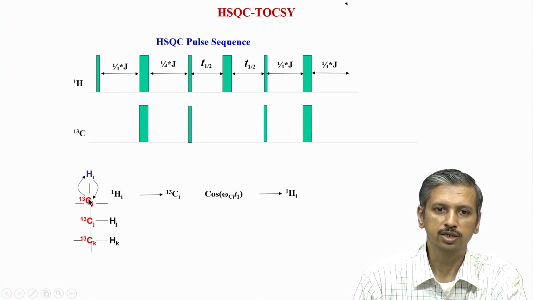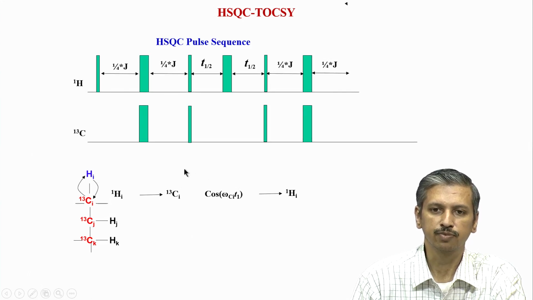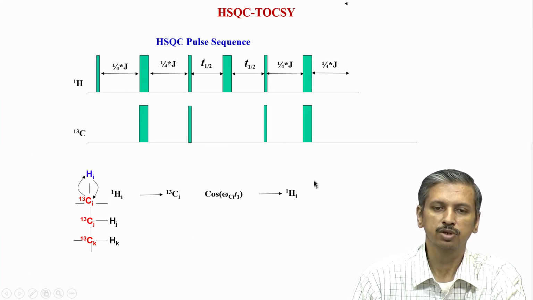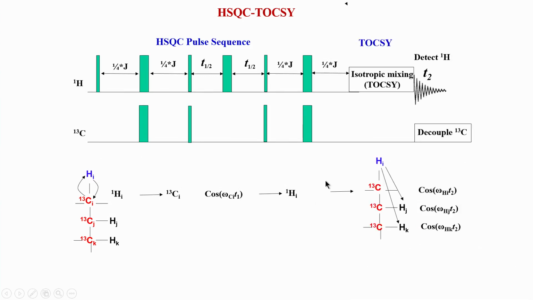And then in HSQC, that is what is shown here, we transfer to carbon and we had this carbon chemical shift evolution, and then we transferred it back to proton. This is basically what we did in HSQC. But now we will add an additional part, and that is the TOCSY part. You can see here this is the TOCSY mixing now. So, what is this part doing here?